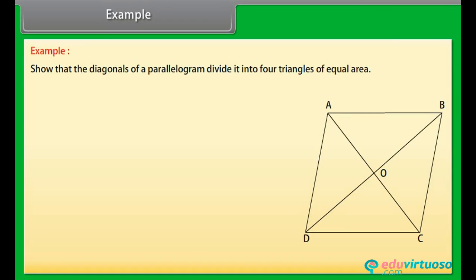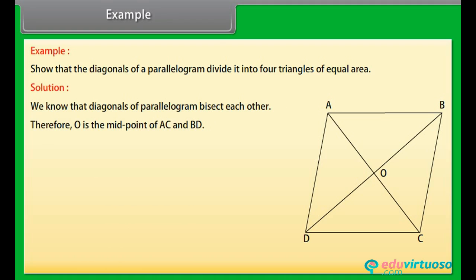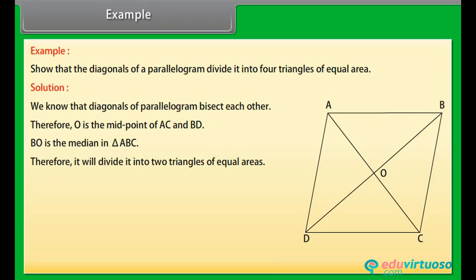Show that the diagonals of a parallelogram divide it into 4 triangles of equal area. Solution: we know that diagonals of a parallelogram bisect each other. Therefore, O is the midpoint of AC and BD. BO is the median in triangle ABC. Therefore, it will divide it into two triangles of equal areas. Therefore, area of triangle AOB is equal to area of triangle BOC.